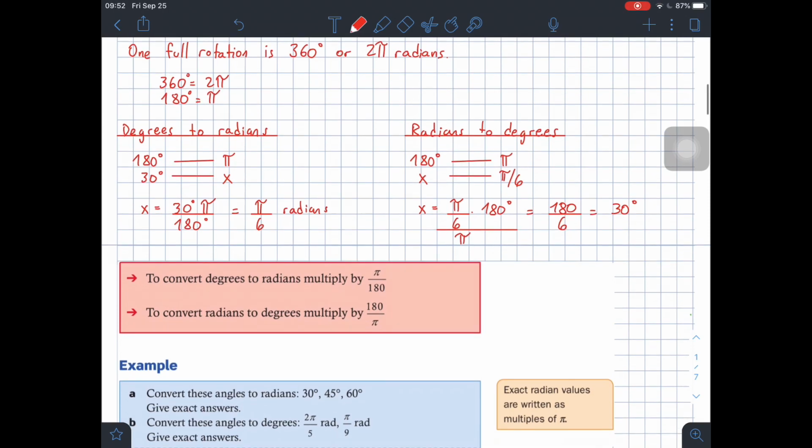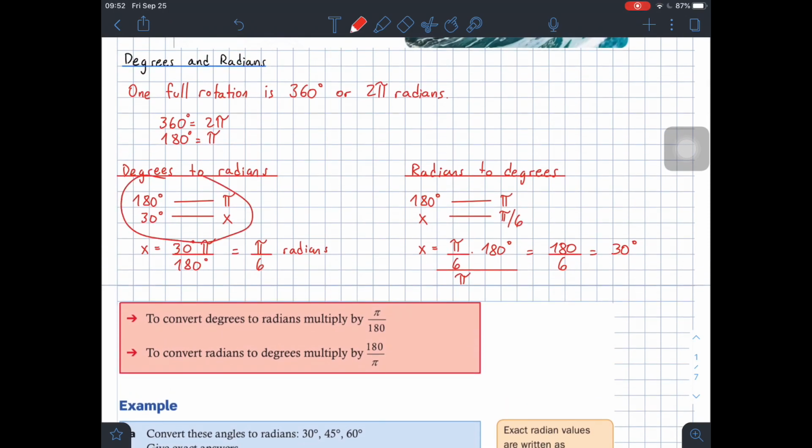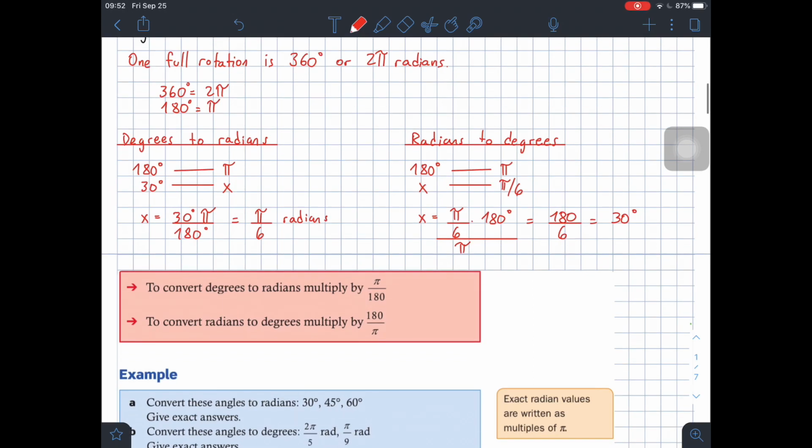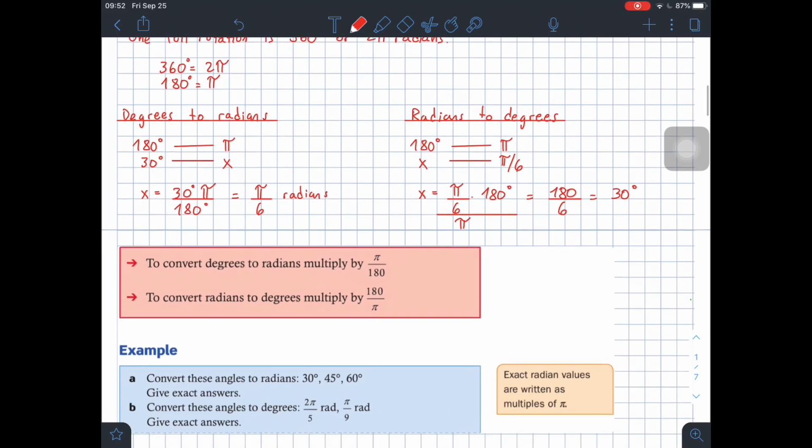So how do we convert from degrees to radians? It's simple. We just make this proportion. We're going to say that 180 degrees is to pi, as, for example, if we want to convert 30 degrees to radians, as 30 degrees is to x radians. So we do the proportion, right? And it's 30 times pi divided by 180, which is exactly what we have here. So we get that 30 degrees is equivalent to pi over 6 radians.